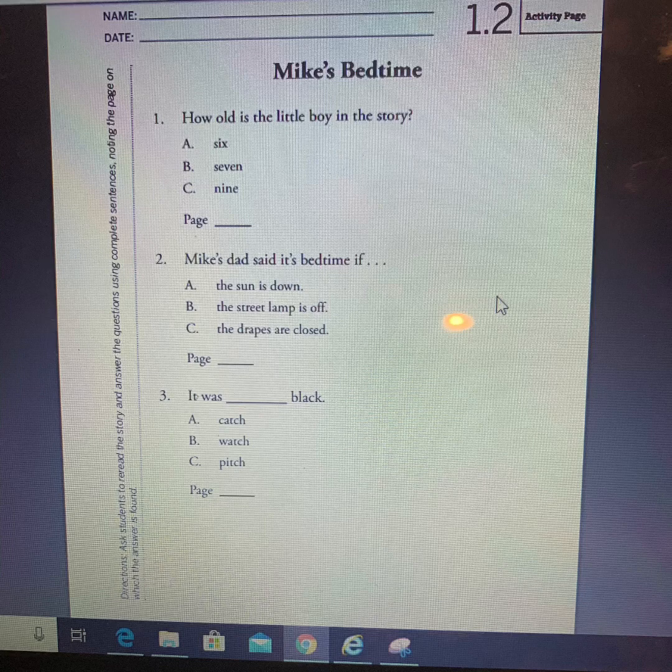We've done this before in class. So you can look back at the story in the video. Number 2, Mike's dad said it's bedtime if A, the sun is down, B, the street lamp is off, C, the drapes are closed. Again, tell me the page number for your answer. Number 3, it was blank black. Was it A, catch, B, watch, or C, pitch? Again, put the page number.